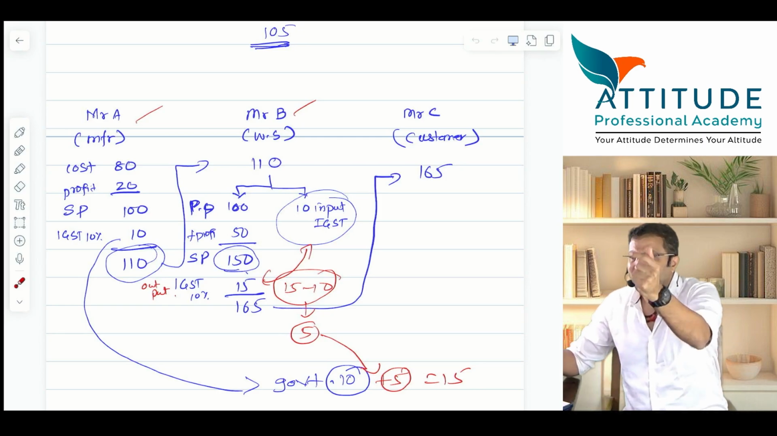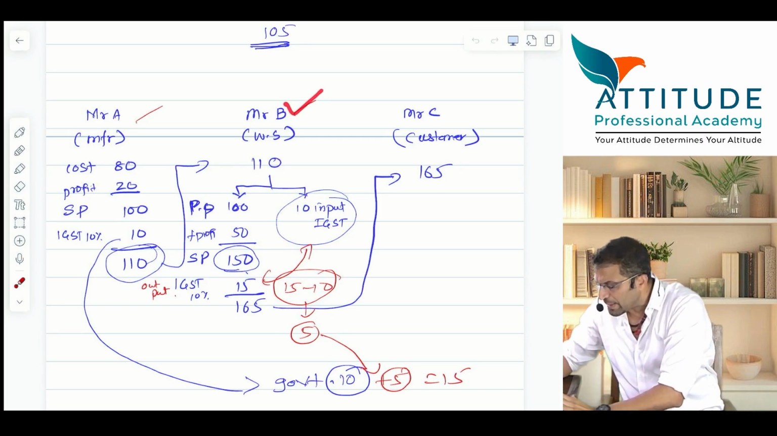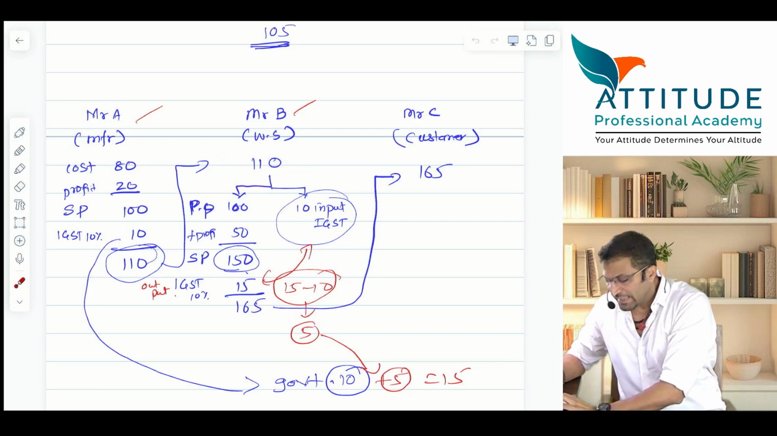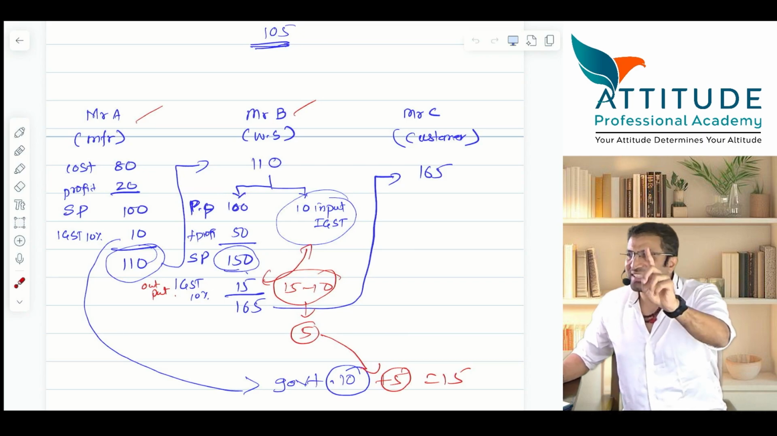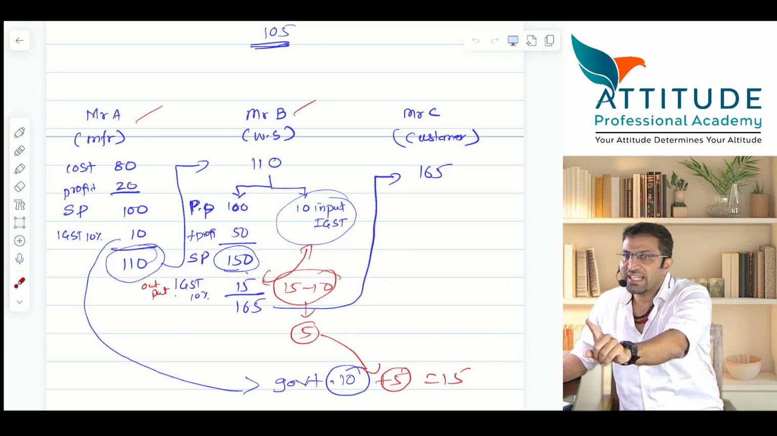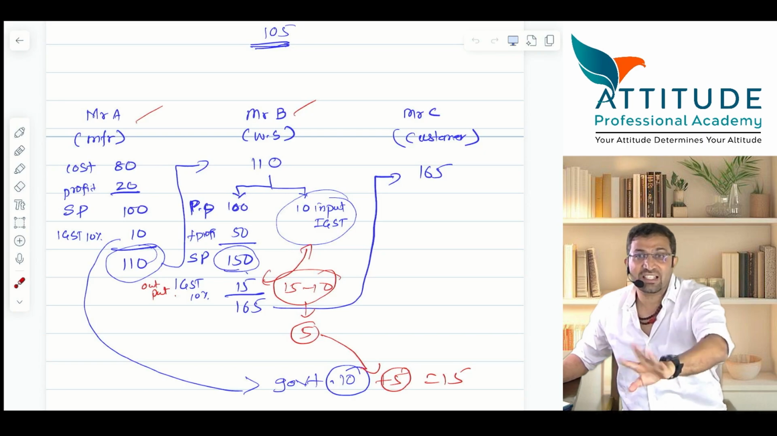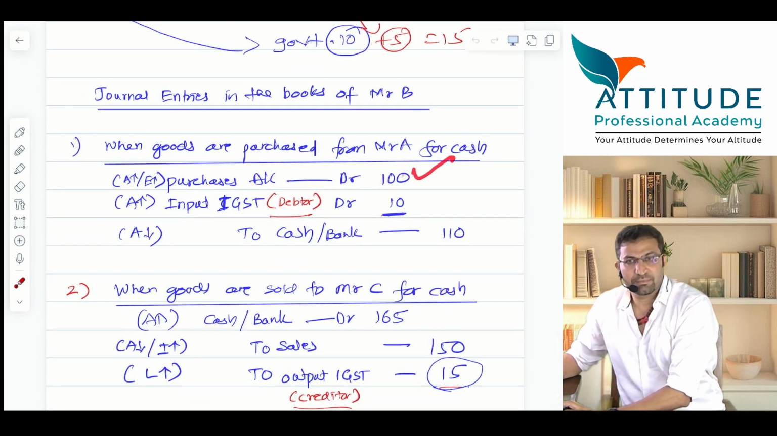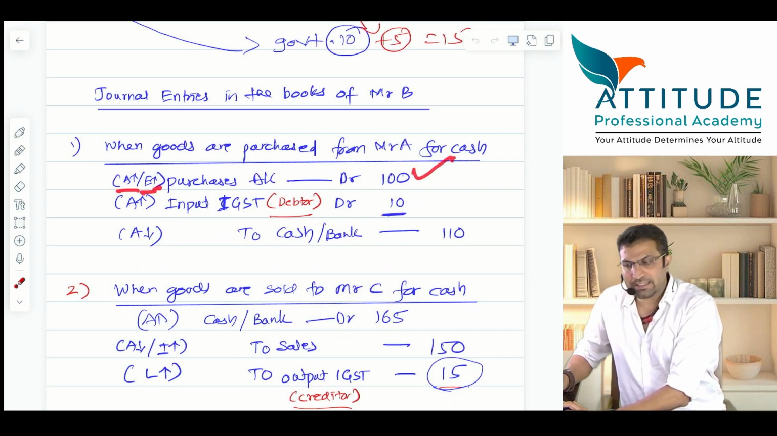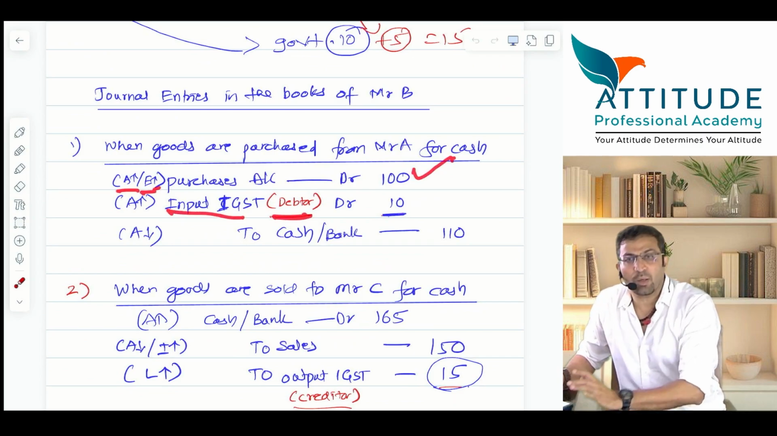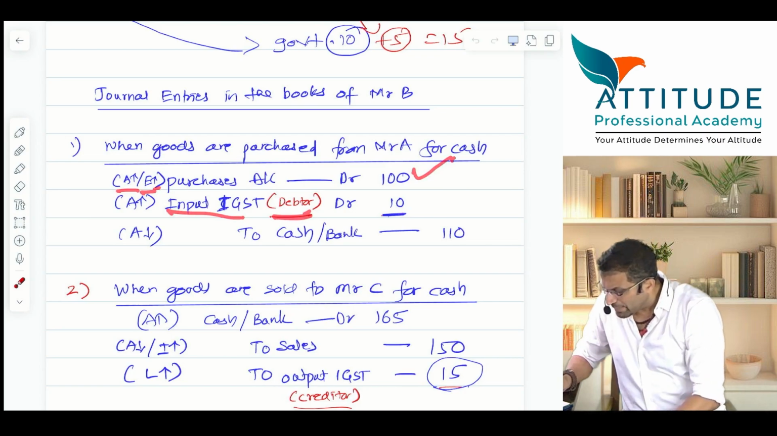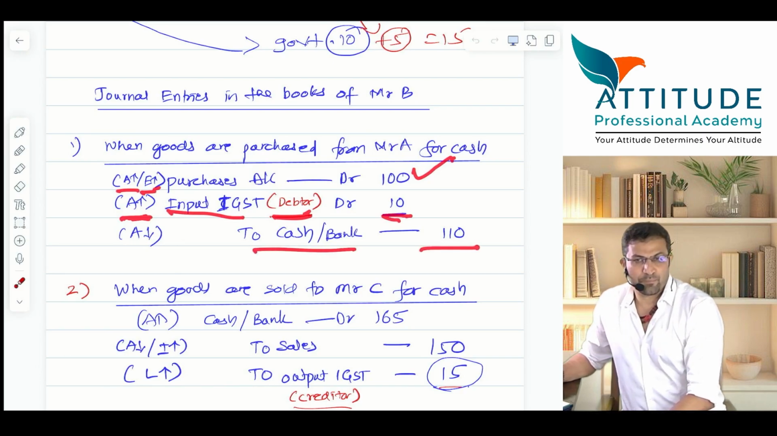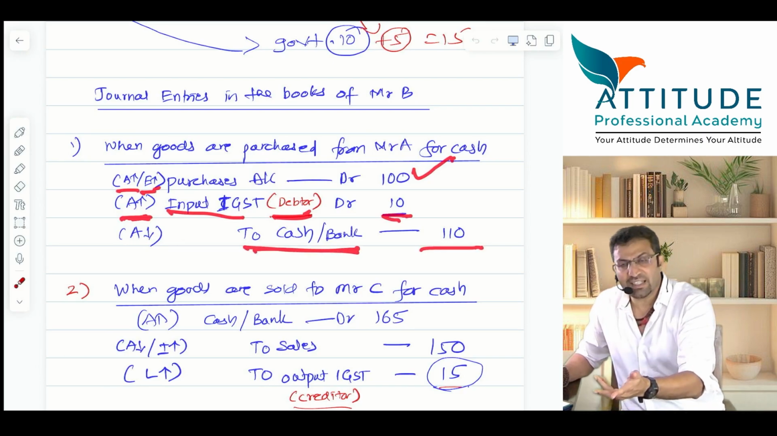Now tell me, once again, fast, tell me the journal entries in the books of Mr. B. One is purchased goods for 110. Correct? What will the entry be? Purchase account debit 100. Purchase and sale should always be without GST. So purchase account debit 100. Asset increases or expense increases. Then input GST. Government is a debtor. So input IGST, asset increases, 10, to cash or bank 110. If it is credit, then it will be the creditor's name.